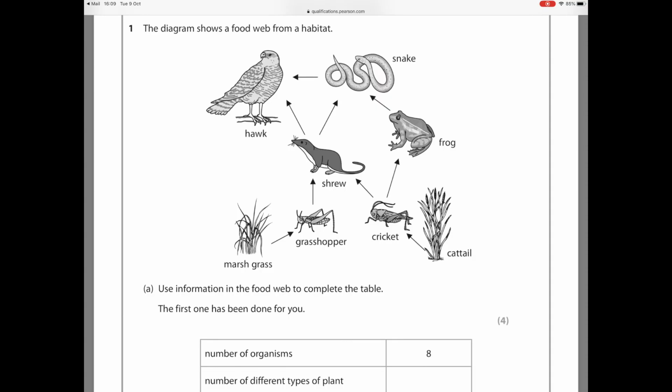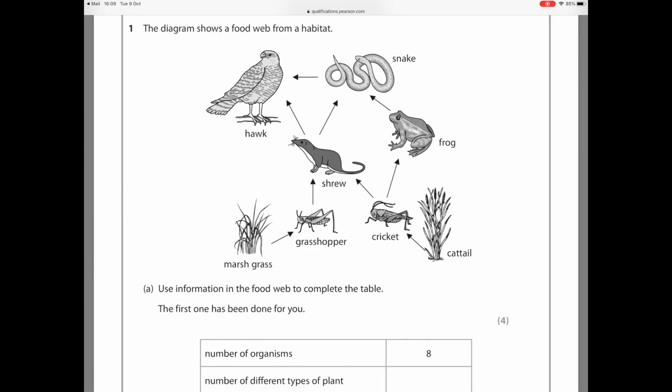I'm just going to talk you through a couple of food web questions just so you know how to answer those. The diagram shows a food web from a habitat. Use information in the food web to complete the table. The first one has been done for you. This has been drawn quite horribly, so rather than looking at where the layers are, you're going to need to count the arrows and make sure you remember things about what a producer is and what a primary consumer is.